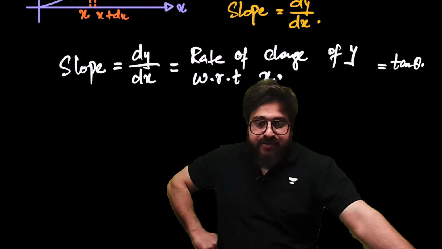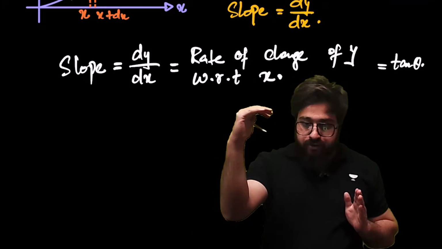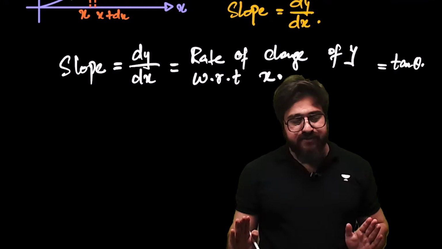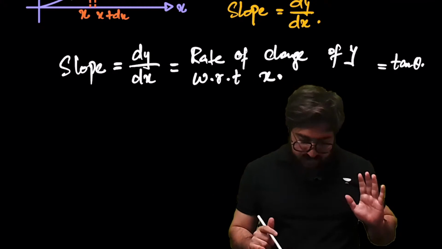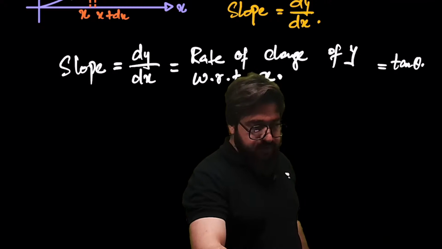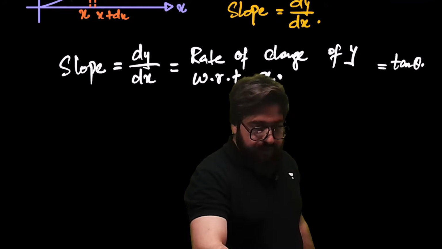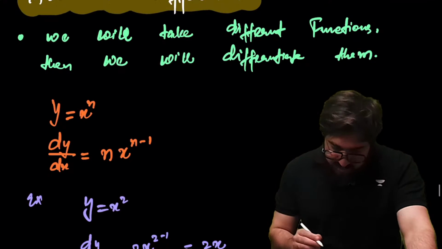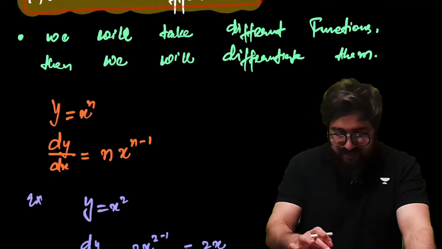Simply, differentiation is the rate of change of y with respect to x at any particular point. Now, let's move on to this one. Now the question is how to differentiate. Now this is simple. Everybody knows it.